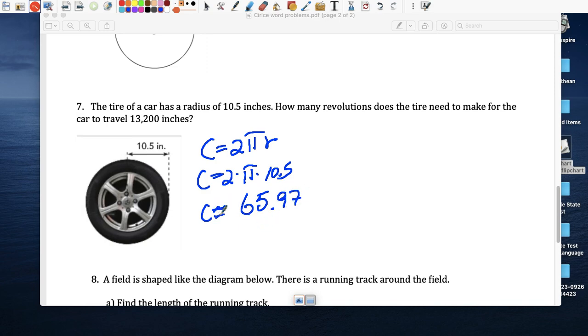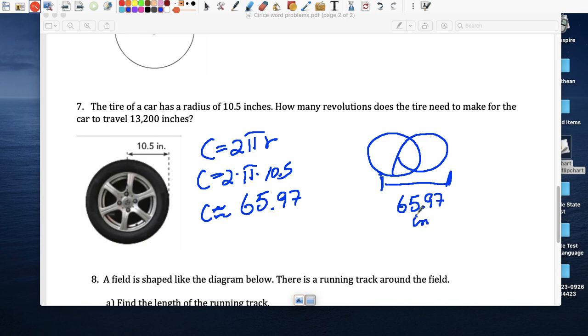Okay, and what does that mean? It means that every time this tire, and here's my tire, goes around once, does one revolution, the distance that it travels is 65.97 inches. So every time the wheel goes one full turn, it travels 65.97. Now, they're asking us, how many revolutions does the tire need to do to travel 13,200 inches? Well, it's just a matter of division, right?